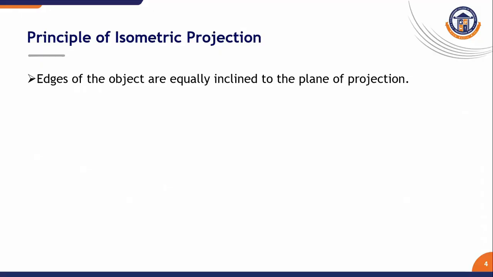Next, principle of isometric projection. The main principle of isometric projection is that the edges of the object are equally inclined to the plane of projection. This is the main principle by which isometric projections are calculated.